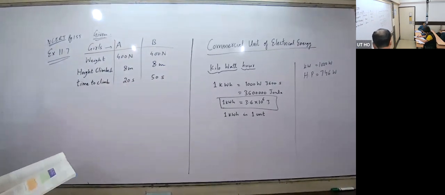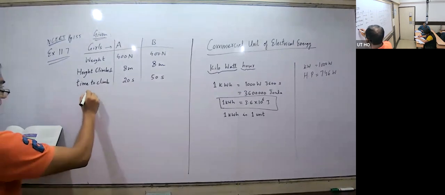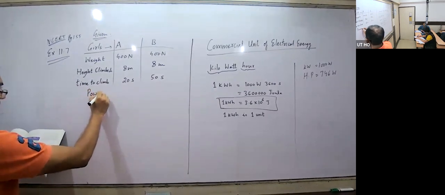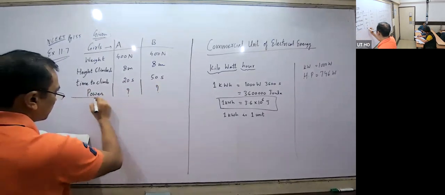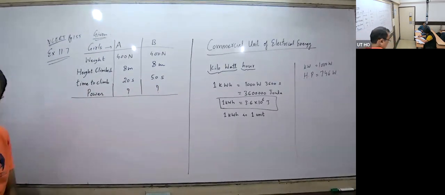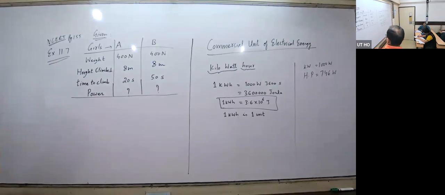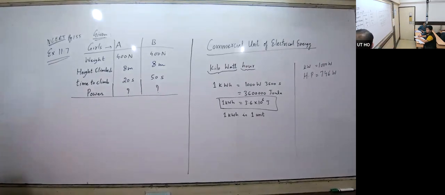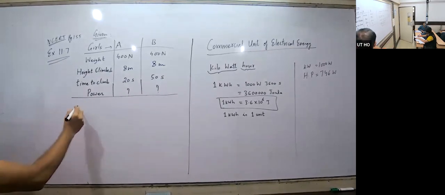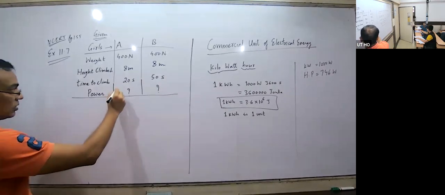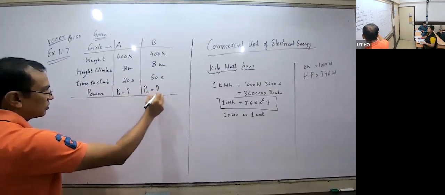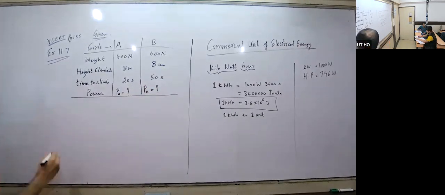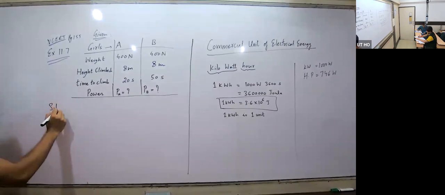So what we have to find is the power spent by A, and the power by B. Let's call this PA, and this is PB.